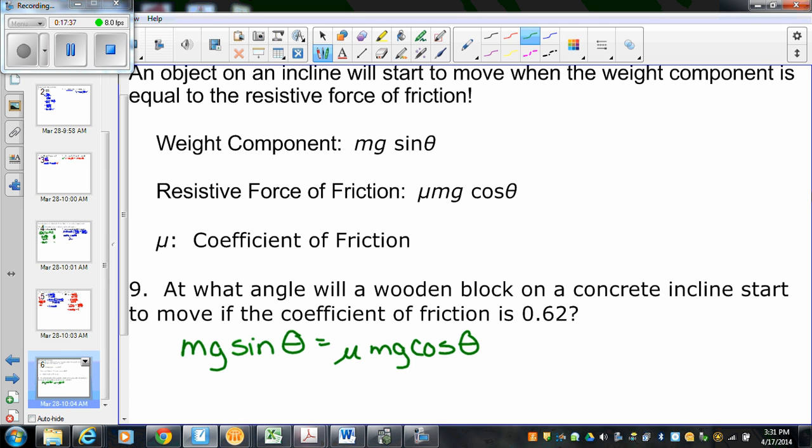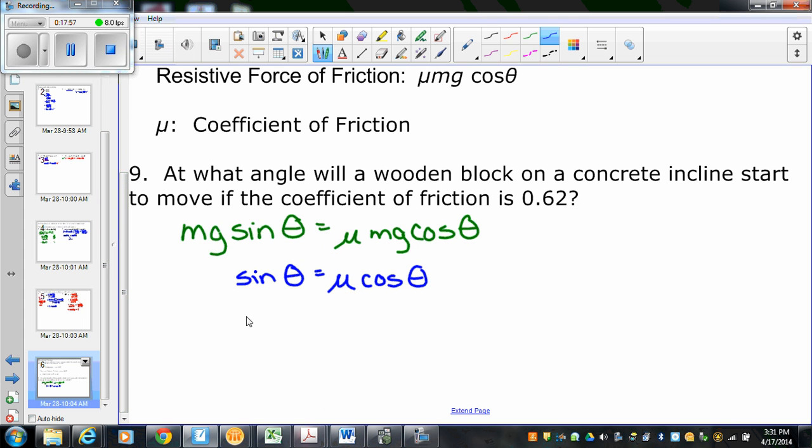Now look at this equation here. Before I even worry about the coefficient of friction, do you notice how both sides of the equation have an m and a g on them? So they're going to cancel out. So really this problem is just that sine of theta has to equal mu times the cosine of theta.